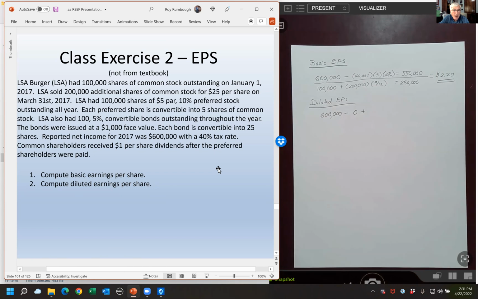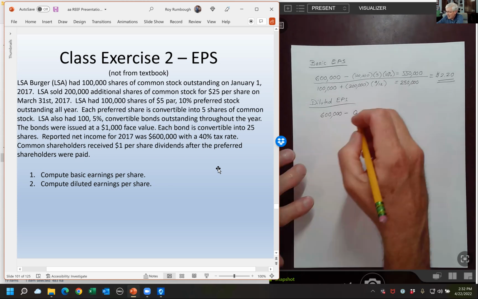How about our bonds? We had 100 5% convertible bonds. And bonds, by the way, I use $1,000 face value when we created this because most bonds have $1,000 face value. They may issue $10 million of bonds, but each bond has $1,000 face value. So they did 100. So they got $100,000 in bonds. Each is convertible. So we're going to convert them. What happens when you convert them? I don't have that interest cost. I got to add that back.